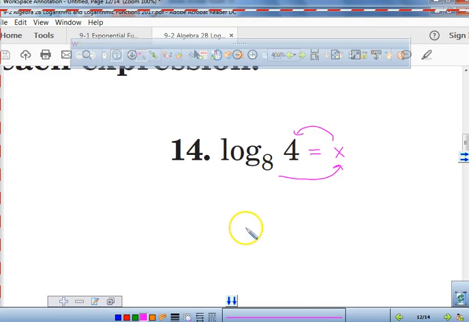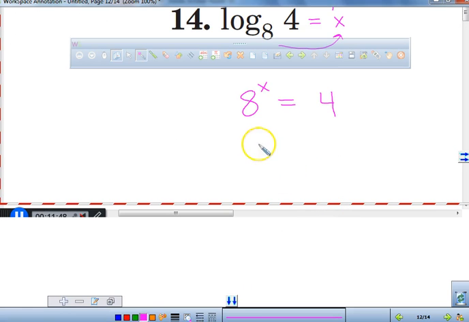Here we go. Everybody write 8 to the power of x is equal to the number 4. Now, this is where you actually have to start thinking. There is a base number that the number 8 and the number 4 share, it is 2. Can anybody tell me how to get to 8 with the number 2, using exponents?